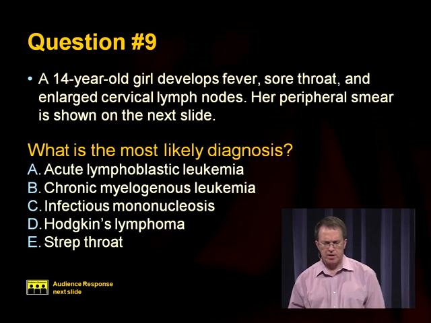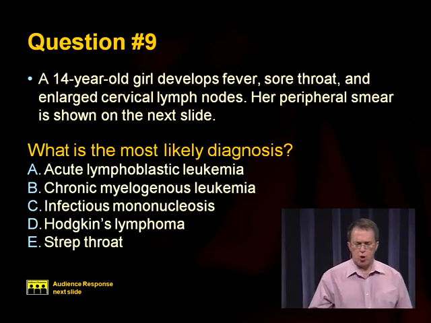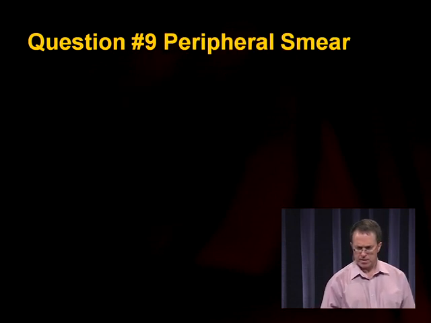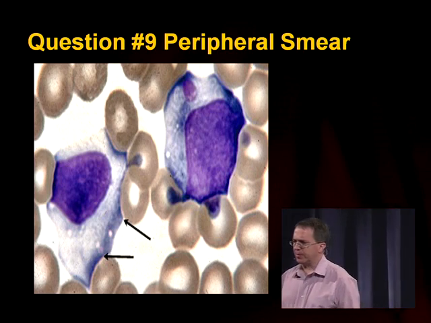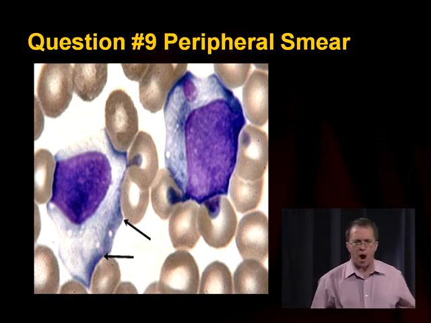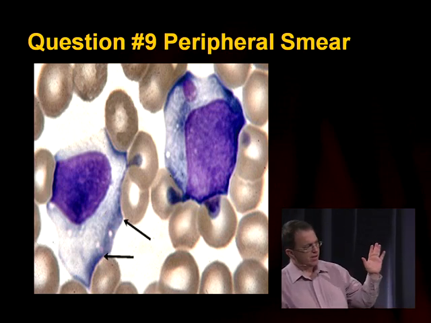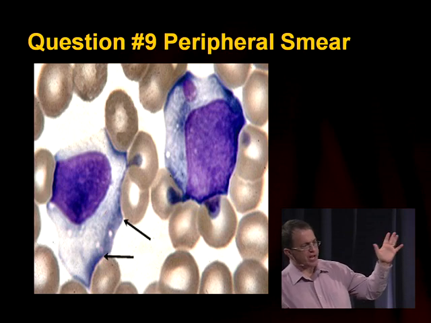Okay. A 14-year-old girl develops fever, sore throat, and enlarged cervical lymph nodes. Her peripheral smear is shown on the next slide. Okay. So that's her peripheral smear. Why? I'm a nerd, and it's a little more pathology than you probably want to know. But why doesn't she have leukemia?